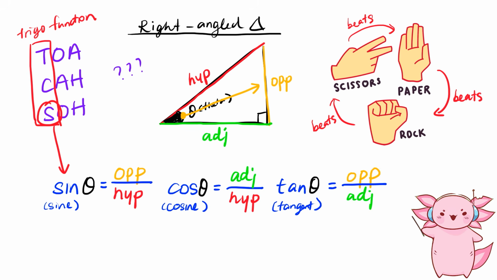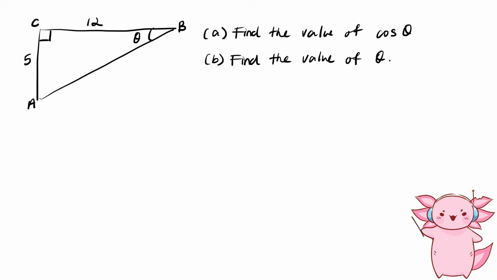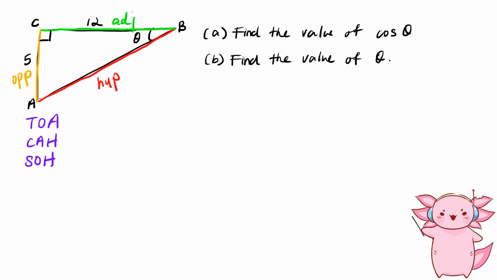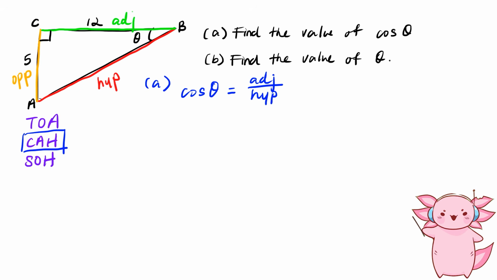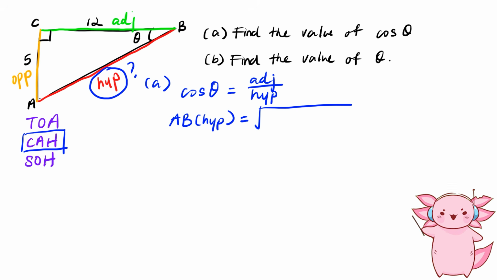So let's try out an example to show you guys better. For this question, taking reference to the angle theta over here, the first step is to identify the hypotenuse, which is over here, and the opposite, which is across the angle over here, and the last one is the adjacent. So referring to our TOA CAH SOH, cosine theta is adjacent over hypotenuse. So we gotta find the hypotenuse using Pythagoras Theorem first. So AB is the square root of 12 squared plus 5 squared, which equals 13. Now cosine theta is just 12 over 13.